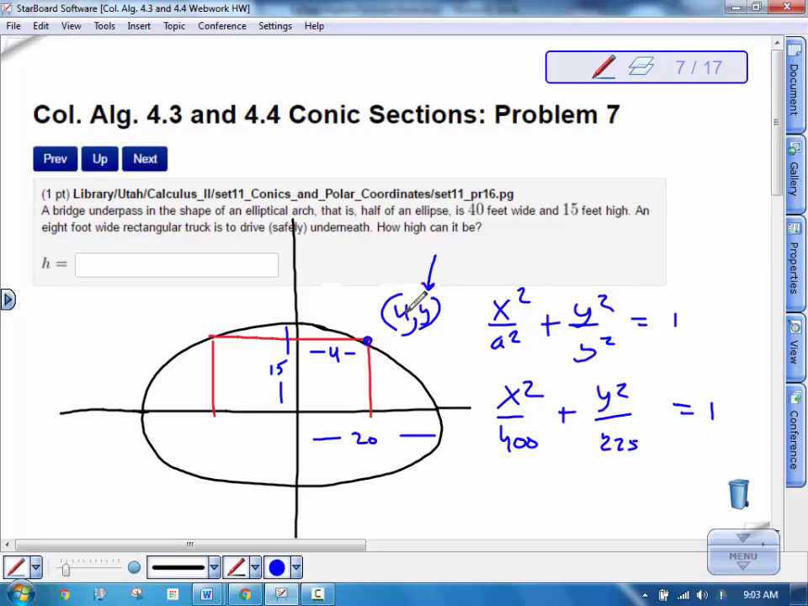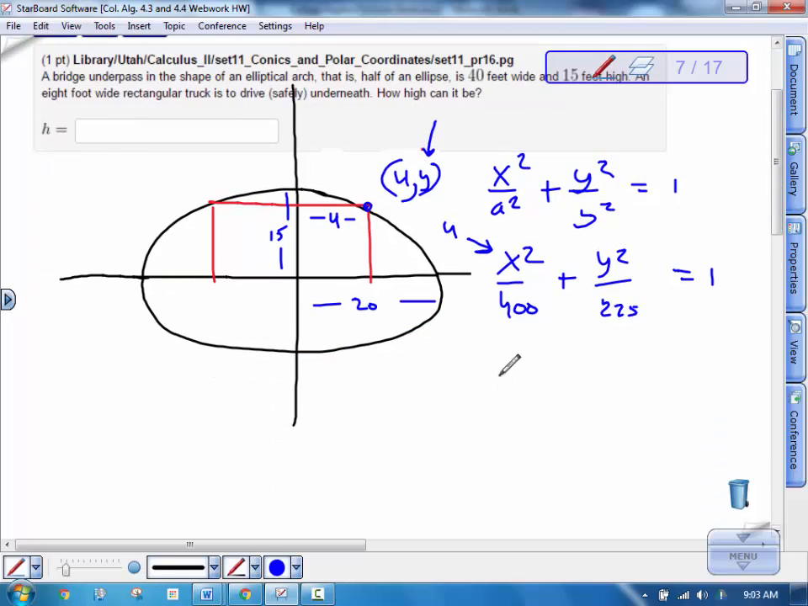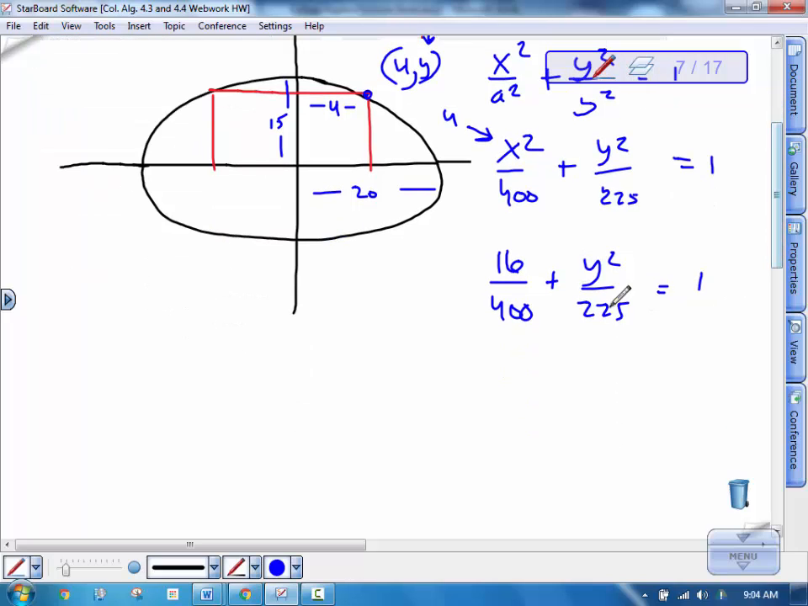Now all we have to do is plug in 4 for x, so 4 goes in right here for this x, and then we can solve for this y. So if we do that, we get 16 over 400 plus y squared over 225 equals 1. Hopefully you guys can solve this. All you have to do is do 1 minus this number, and then multiply both sides by 225 and take the square root of both sides. And if you do that, you get y equals 14.697 about.